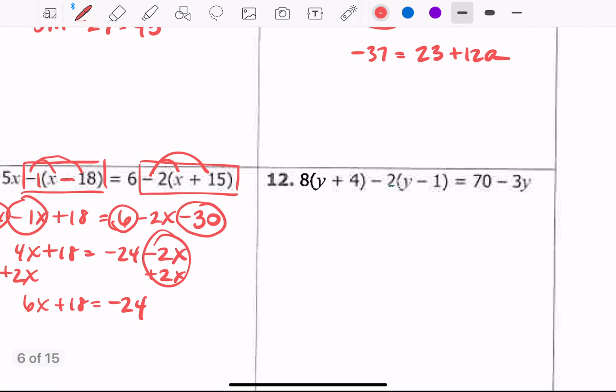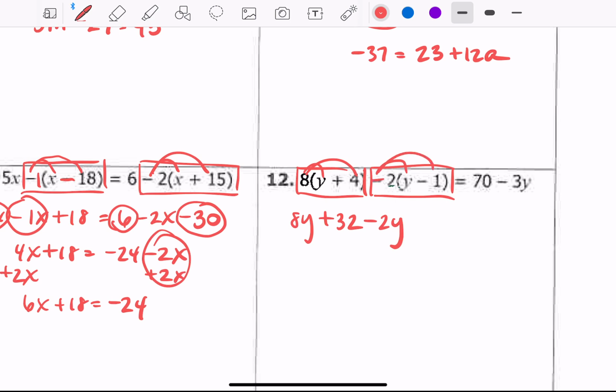Number 12, on the left, I have 2 sets of parentheses. I'm going to simplify that set, and I'm going to simplify this set. And on the right, I don't have anything to do, so I just have to keep bringing it down until I'm ready to do something. So 8 times y is 8y. 8 times 4 is positive 32. For my next set, negative 2 times y is minus 2y, and then negative 2 times negative 1 is positive 2. Then on the right, I bring it down.